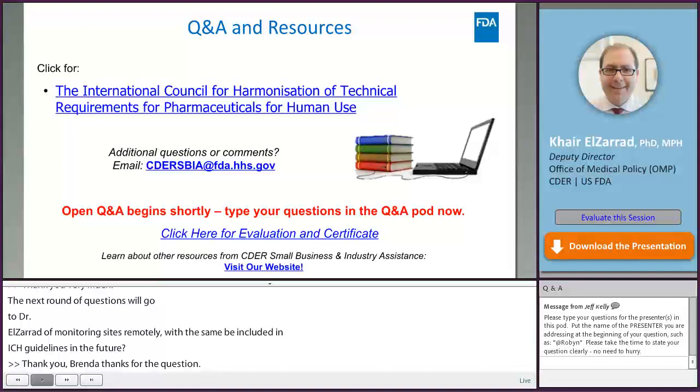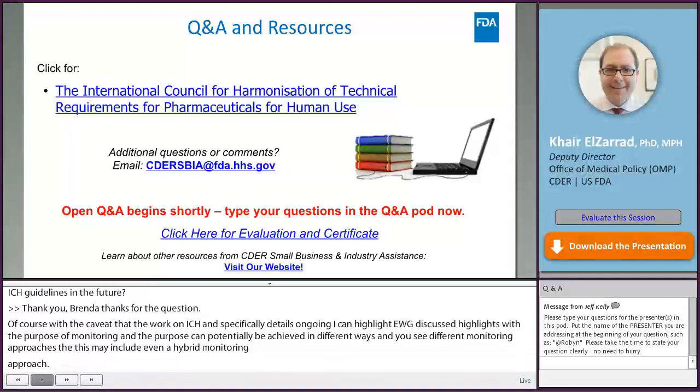Also, I would add that the expert working group discussions highlighted the importance of a risk-based approach to monitoring, and that the monitoring approach, including the monitoring plan, should be designed to fit the characteristics of the trial. I hope that's a little bit helpful.